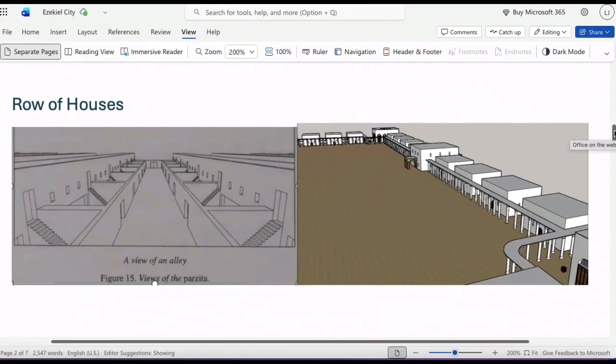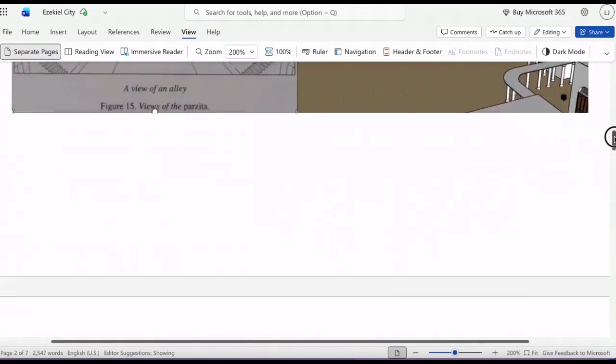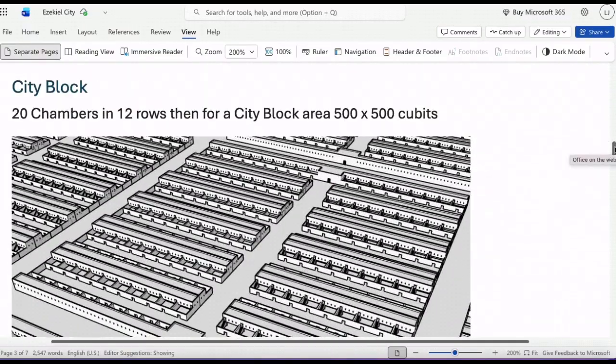And then what they do is begin to form rows. So then we get rows of houses, okay? And then we also have rows of the 30 chambers that's in the temple complex. But then here, what they do is they have no space in between them. They go one directly next to the other. And so again, this is from the book on New Jerusalem, and that is shared in our city block. So we have 20 chambers, okay, and 12 rows of chambers for each city block. And the area is 500 by 500 cubits.